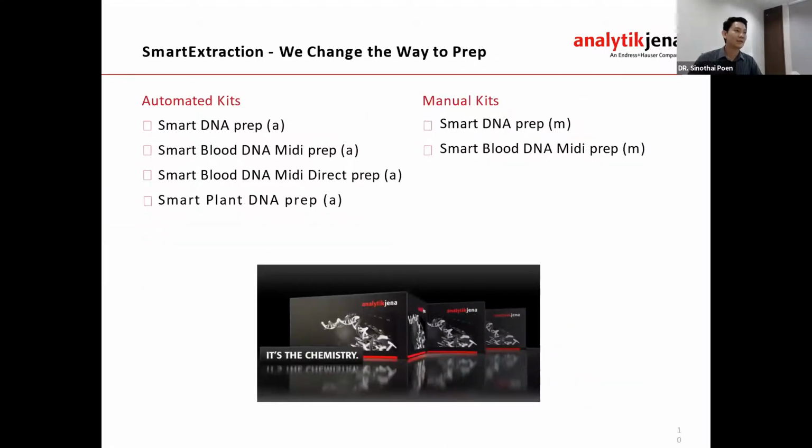For automated extraction, we have extraction kits based on this technology for general starting material like tissue, bacteria, yeast. Also, we have specialized kits for blood samples and plants. For manual extraction kits, we have kits for general starting material as well as a kit for blood samples.